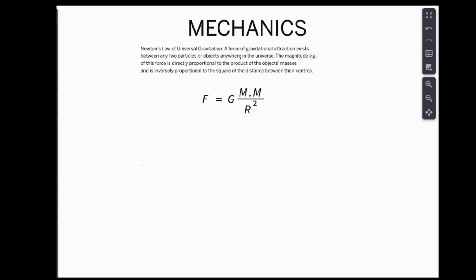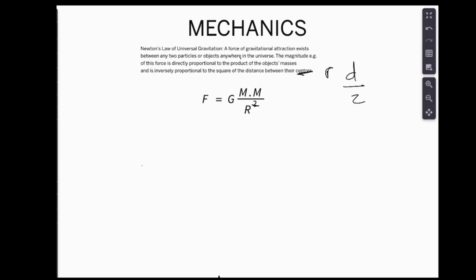The magnitude of the force is directly proportional to the product of the masses and inversely proportional to the square of the distance between their centers. When they talk about the distance between their centers, this is very important. It means you will always use the radius and not the diameter. Sometimes they will give you the diameter. Remember to divide the diameter by 2. It will give you the radius, and that is what you're going to be squaring.